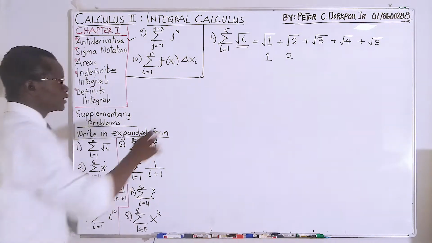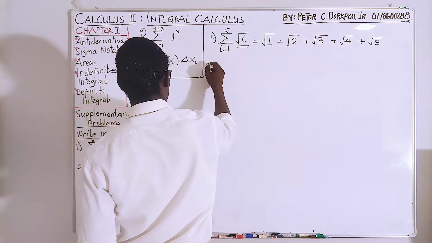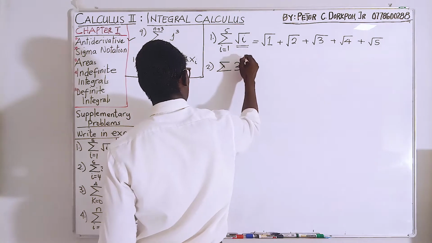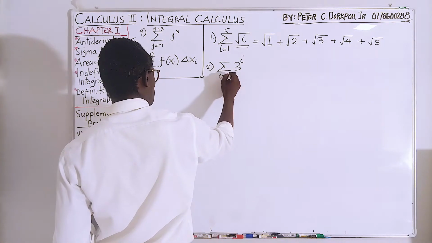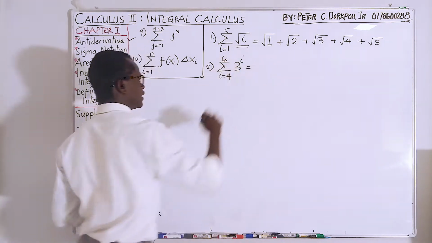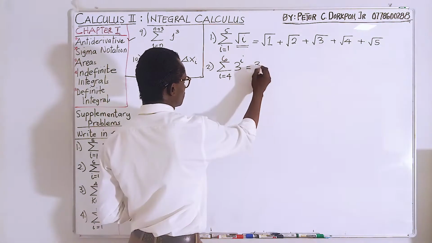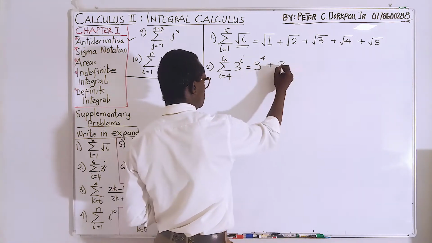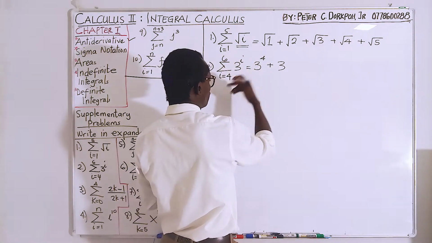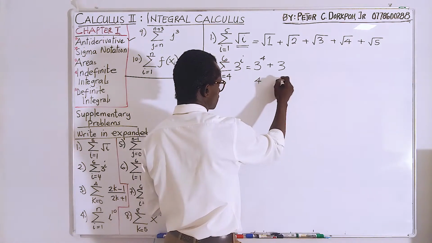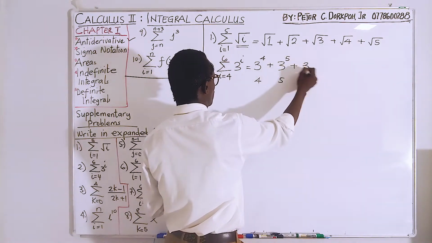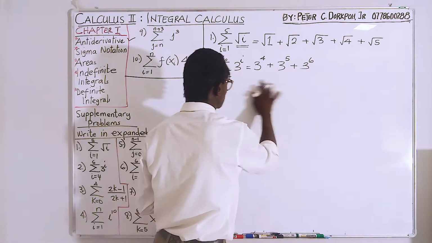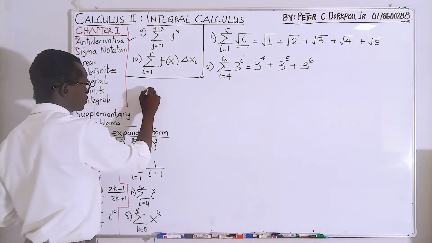The next problem says the summation of 3 raised to the power r as r leads from 4 to 6. Again, it's just simple. We take 3, we replace this r now with 4, plus we take the same 3, the base, we replace the r now with the next number. This first one is 4, the next one is 5, plus 3, we replace this r now with the next one, which is 6. We have arrived at the last expression. So we move now to the third question.